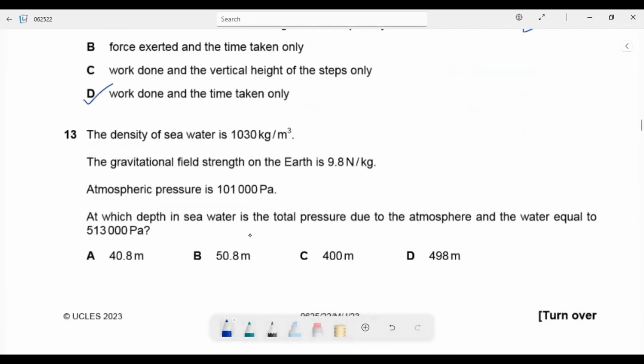The density of seawater is 1030 kilogram per meter cube. The gravitational field strength on the Earth is 9.8 Newton per kg and atmospheric pressure is 100,000 Pascal. At which depth in seawater is the total pressure due to the atmosphere and the water equal to 513,000 Pascal?